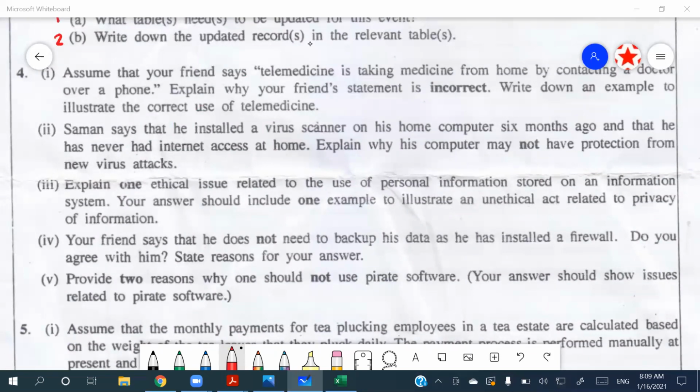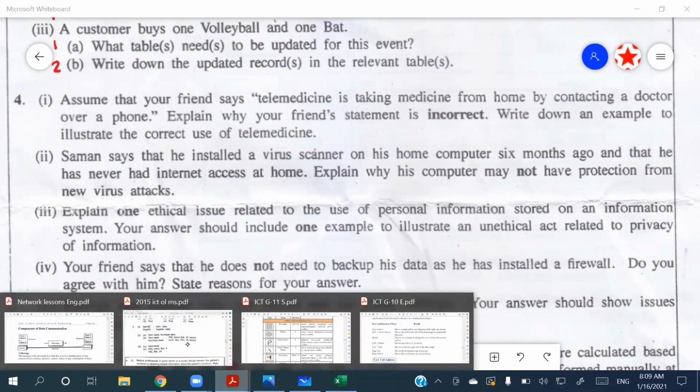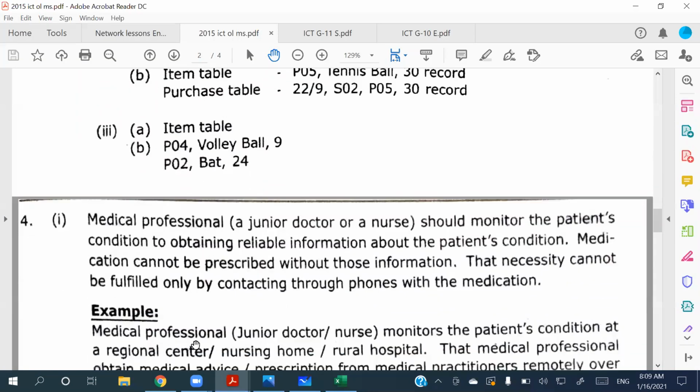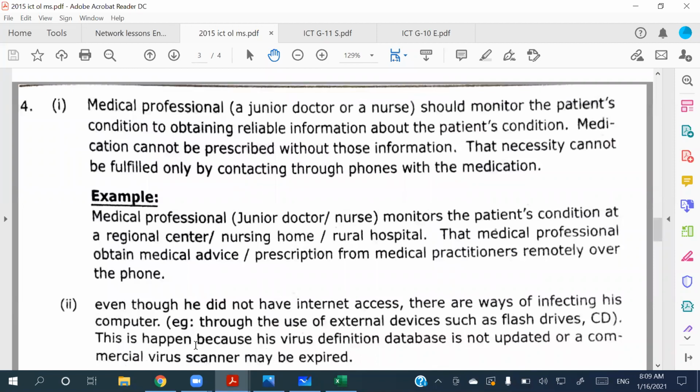Right, so it is asking, assume that your friend says telemedicine is taking medicine from home by contacting a doctor over a phone. Explain why your friend's statement is incorrect. Write down an example to illustrate the correct use of telemedicine. Yeah, let's go by the marking scheme. So yeah, you don't need to explain this much.